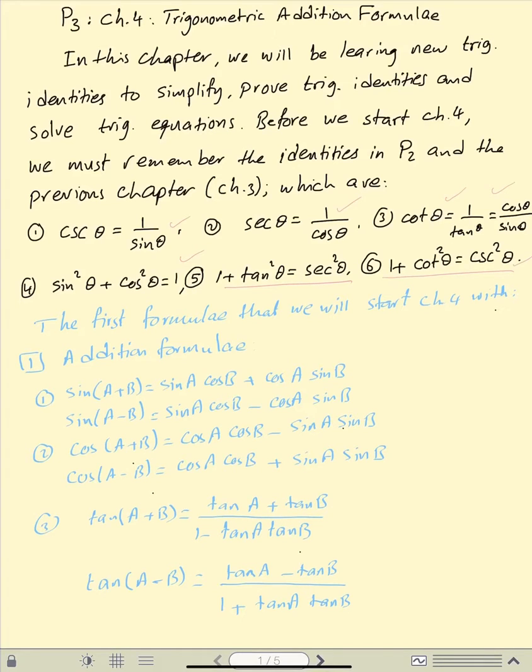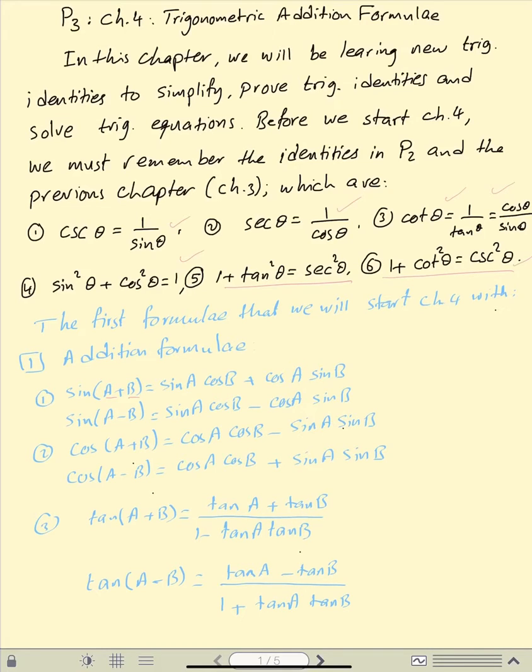The first formulae we'll start this chapter with are called addition formulae, addition identities. Of course, we don't need to memorize them, but we will be memorizing some of them by practice. Sine of the sum of 2 angles: sine A plus B is equal to sine A cosine B, where A and B are angles, plus cosine A sine B. Sine the difference equals sine the first cosine the second minus cosine A sine B.